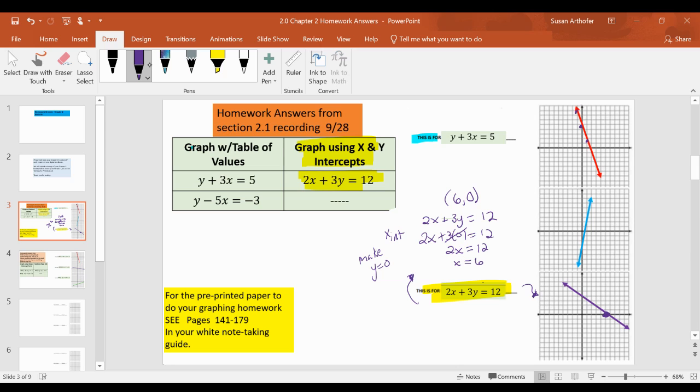Remember, when you graph using intercepts, you're just finding that special dot that lies on the x-axis. Now we'll find the one that lies on the y-axis. It obviously is right here. So how do we show that algebraically? And again, if you need to, you can hit pause if you need to write something down.